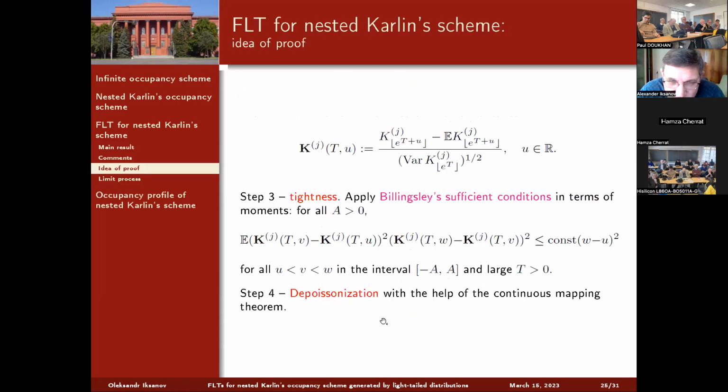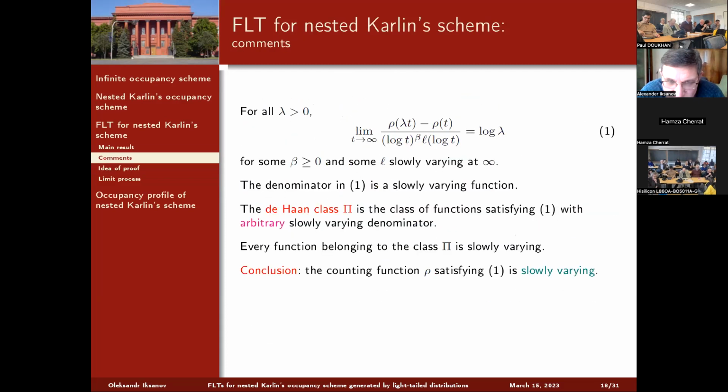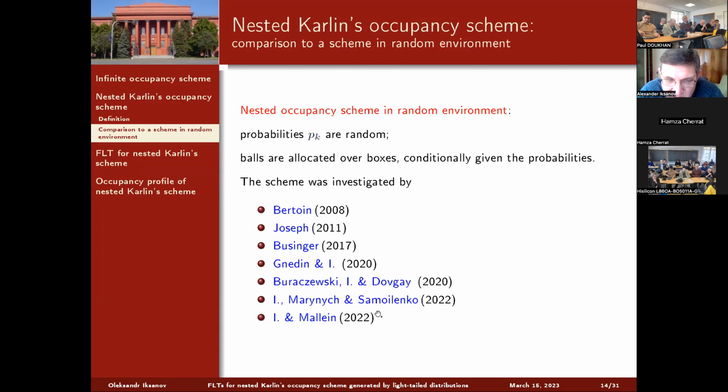There are some results about almost sure convergence in the original Bertoin paper. And for instance, the last 4 papers are dealing with functional limit theorems for occupancy schemes with random probabilities in various settings under various assumptions. But I wasn't able to present these results within one talk.